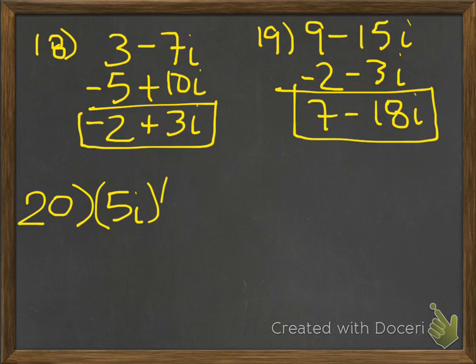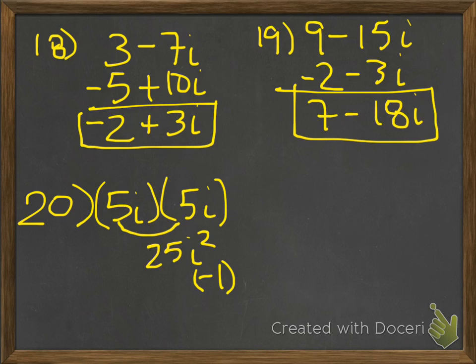20, 5 times 5 is 25. I times I is i squared. Remember, i squared is negative 1. So negative 1 times a positive 25 would give me negative 25.